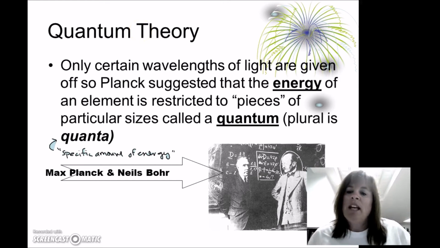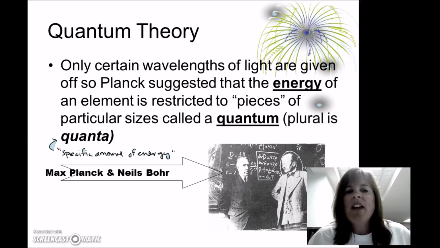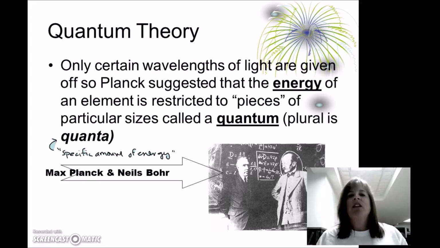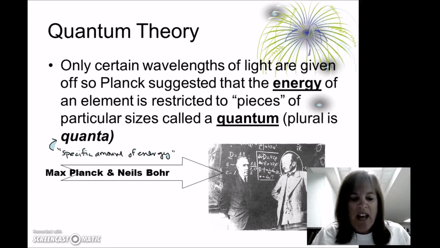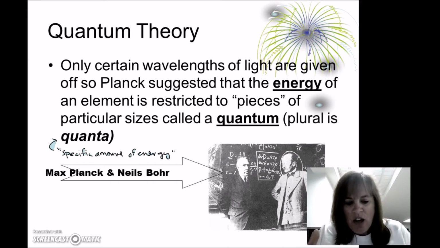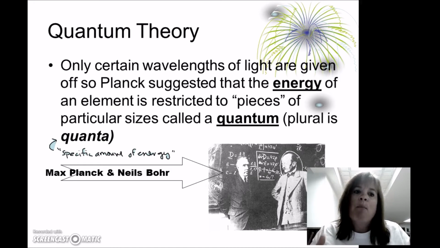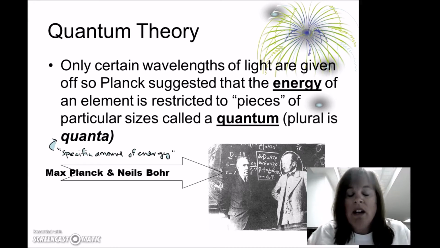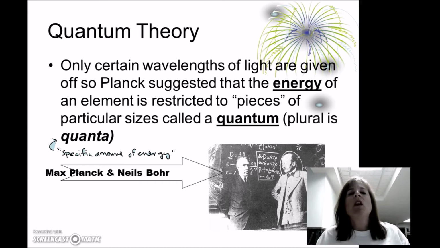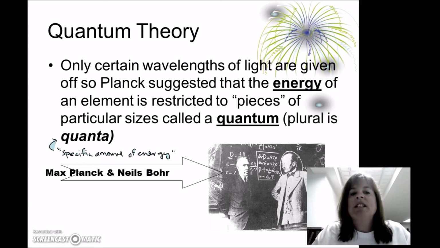Well, that's actually what led to quantum theory. Planck was like, what the heck? How come only certain wavelengths of light are given off? So if that's the case, and wavelength and energy are related to each other, then only specific amounts of energy must be given off when we see these colors. So what Planck suggested is that the energy of an element is restricted to certain amounts, and he called those amounts quantum, or plural, quanta. So a quanta is a specific amount of energy.